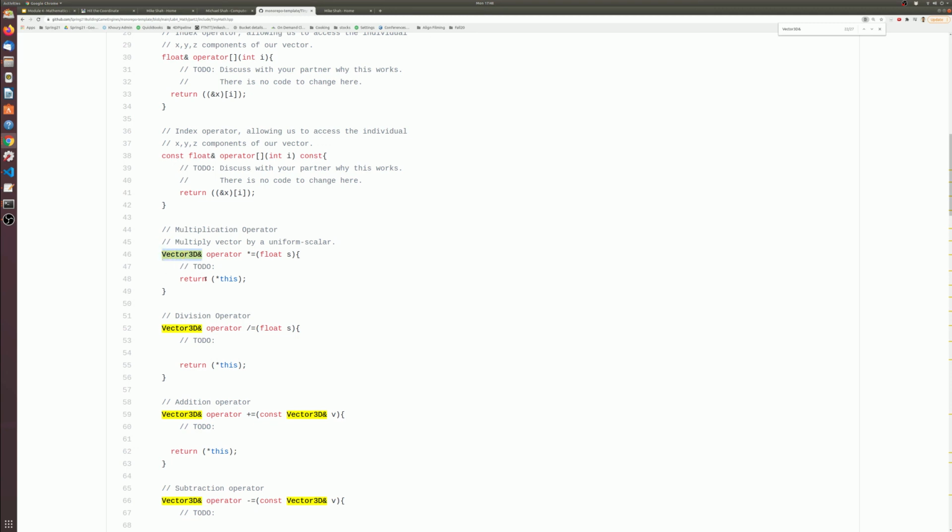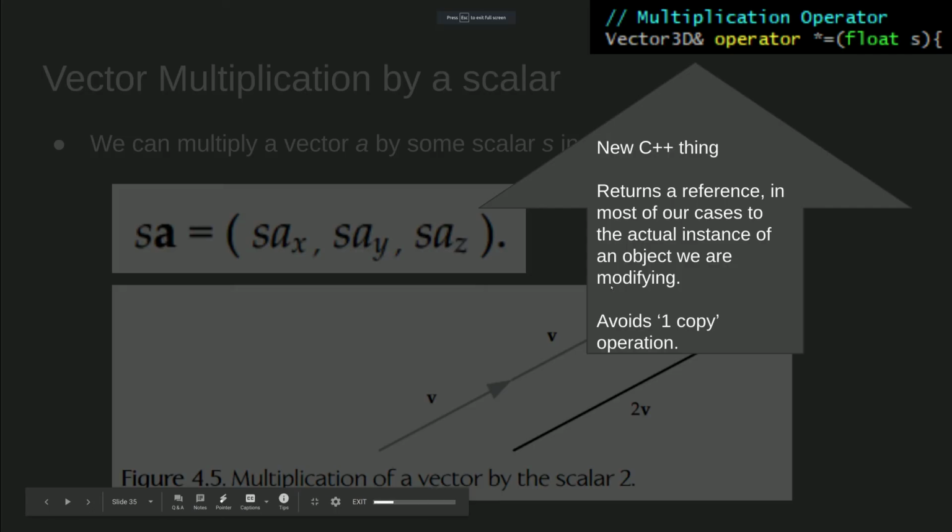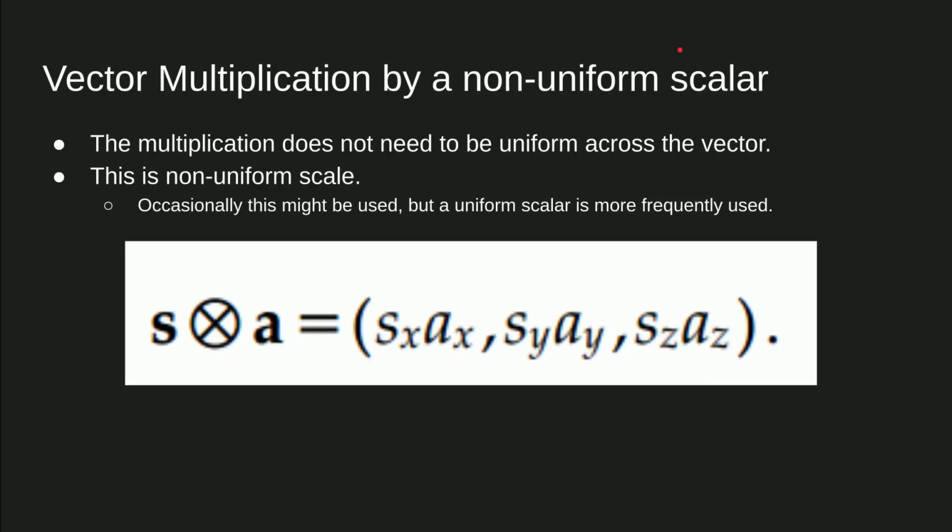So that might be something new for the return types that you haven't seen in C++, for instance. And by doing that, we avoid a copy. Instead of just returning a vector 3D, we would have to make a copy of that data structure, invoke the copy constructor, and so on. But we just say, hey, return the actual vector 3D here.